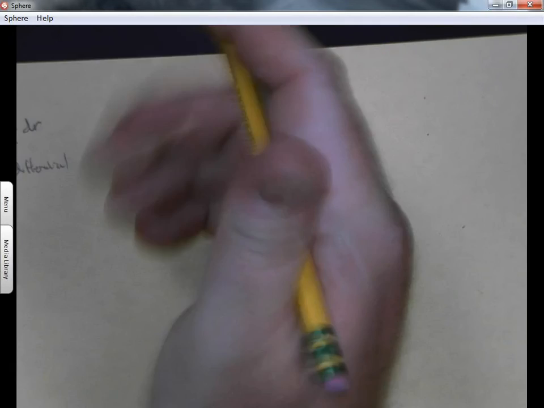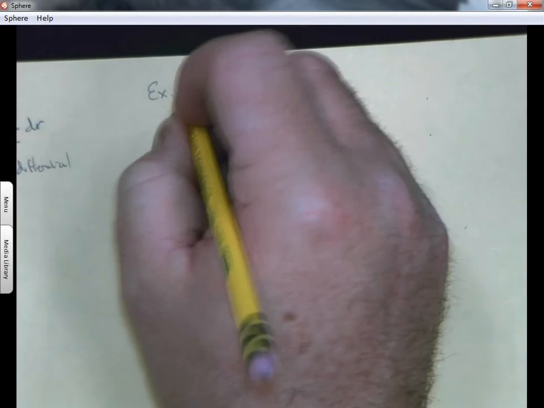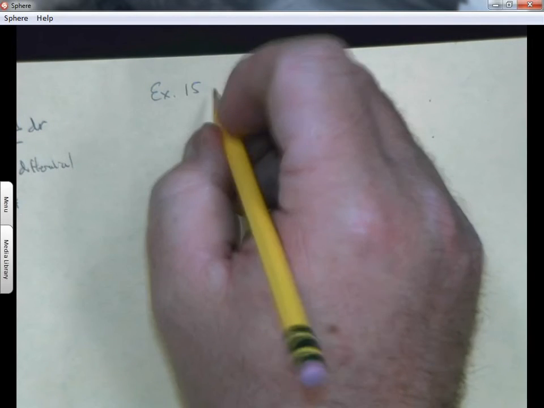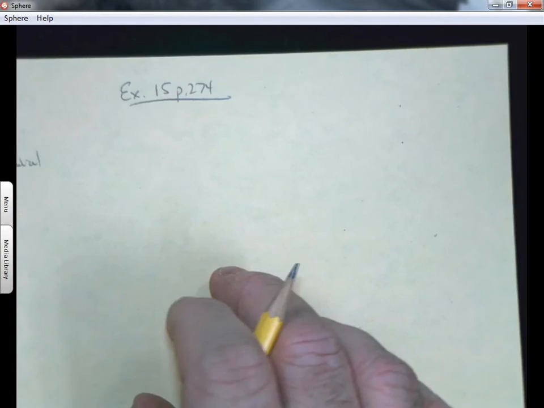okay, we're going to have our next one, which is example 15. Also on the next page, page 274. Okay, I'm doing your homework for you, I believe.